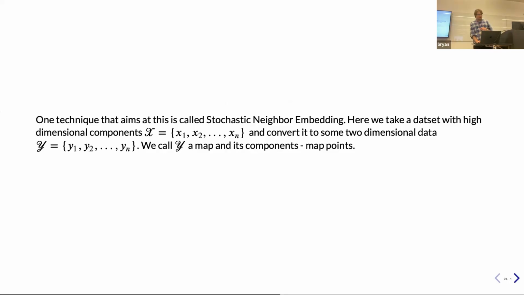So the way this works is we take a data set with some high dimensional components, which are indicated here by a script X, and convert it into a two-dimensional map, where the two-dimensional map script Y are called map points. So we're mapping points in high dimensional space into things that live in a 2D plane.